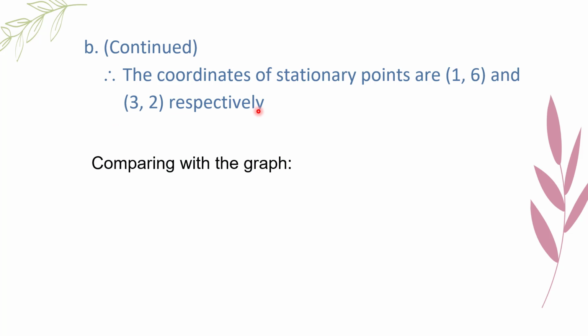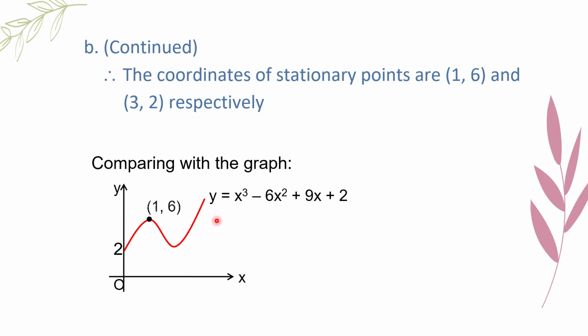Let's compare with the graph. Here, the graph will be like this. It is a cubic equation, and we can see that for this graph, the first point here is (1, 6) and (3, 2) is here. You can see that both of them are vertex points. How to define the nature of the 2 points, we will discuss later.